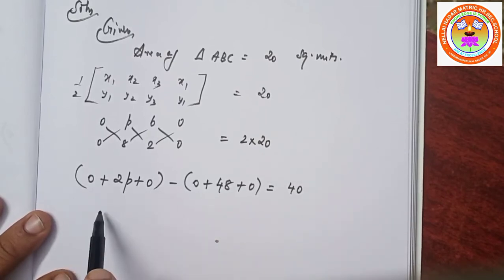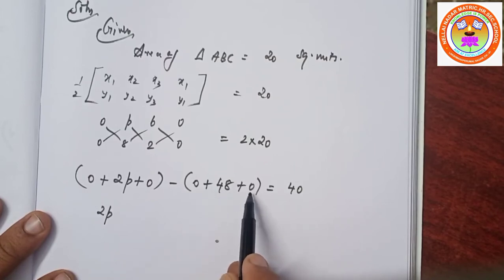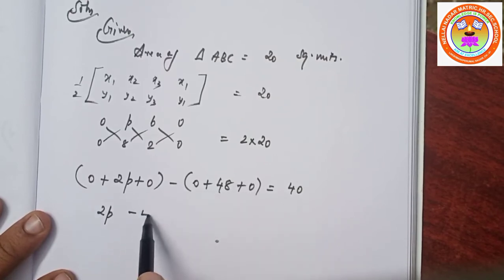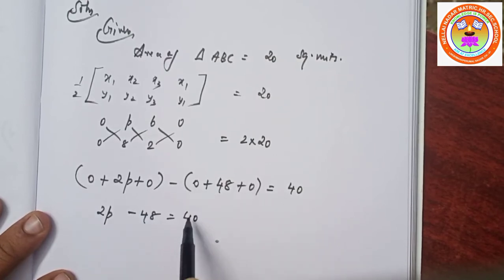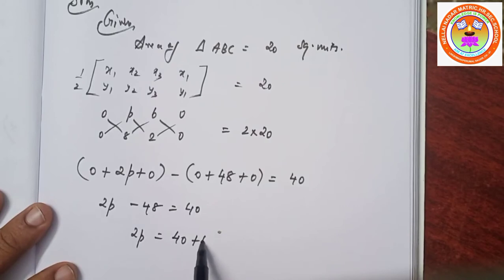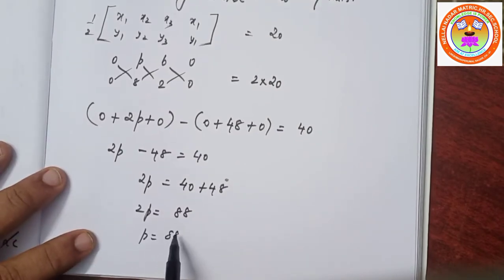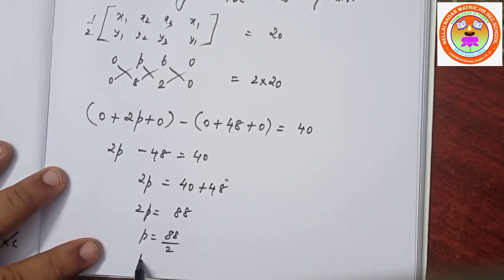0 plus 2p plus 0, that is equal to 2p. Here 0 plus 48 plus 0, that is 48. Here we have minus, so minus 48, that is equal to 40. 2p minus 48, that is equal to 40. This minus 48 comes right hand side, plus 48. 2p, that is equal to 88. Therefore p, that is equal to 88 divided by 2, p, that is equal to 44.